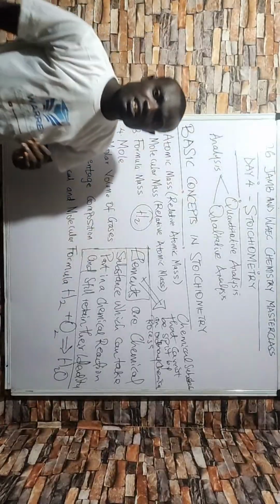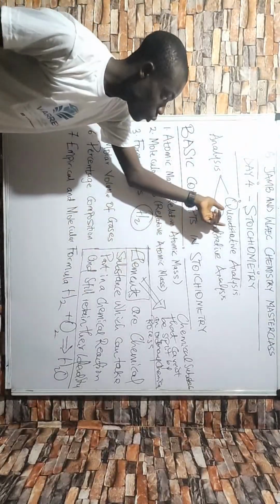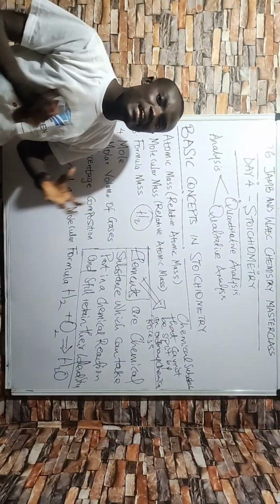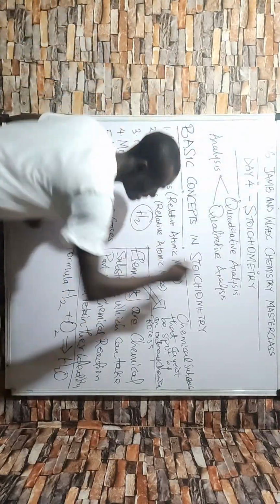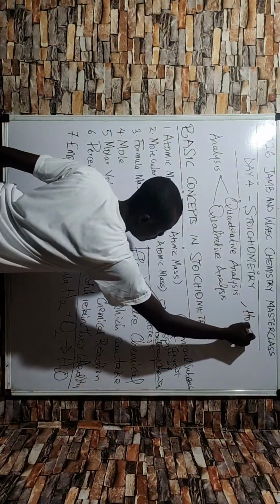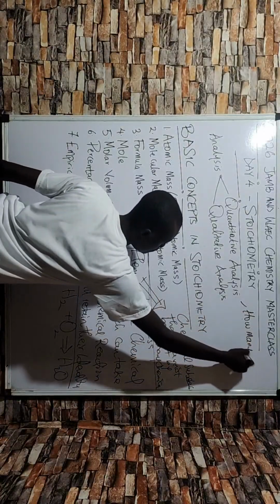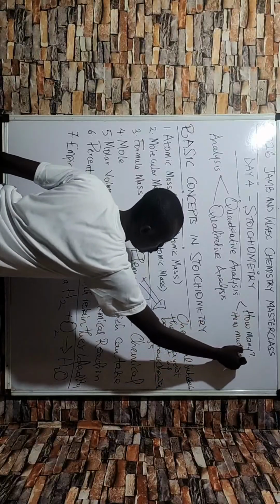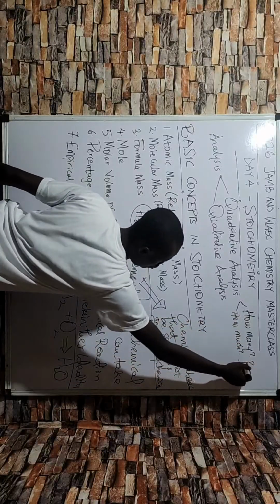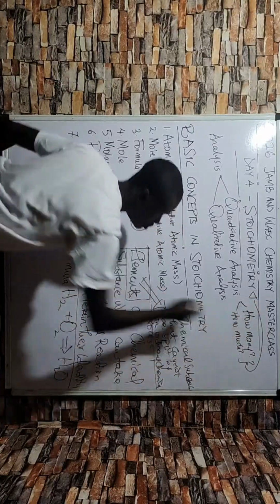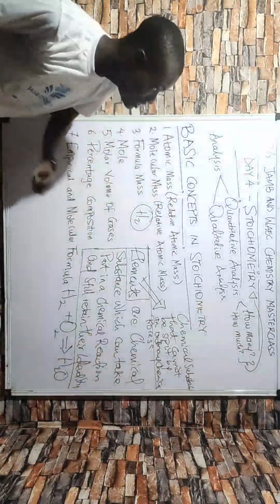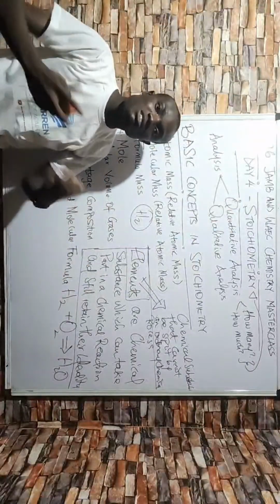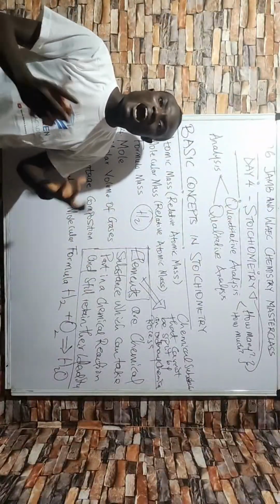Now, what's the difference? That leads us to the question. Quantitative means quantity, and quantity means how many or how much. So we are asking ourselves how many or how much. So this is what leads us to this topic called stoichiometry. In stoichiometry, what we are doing is a quantitative analysis. We are asking ourselves quantity, how many or how much.